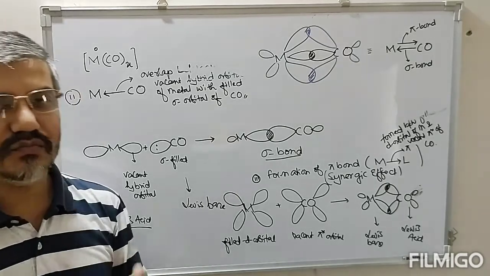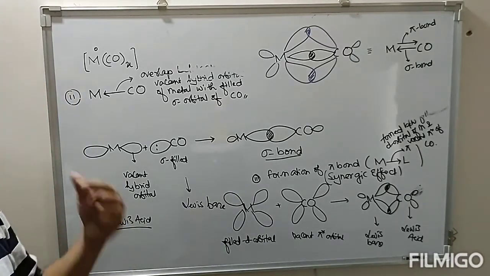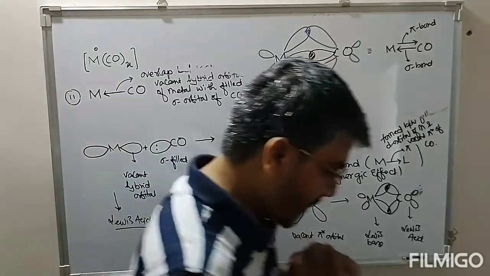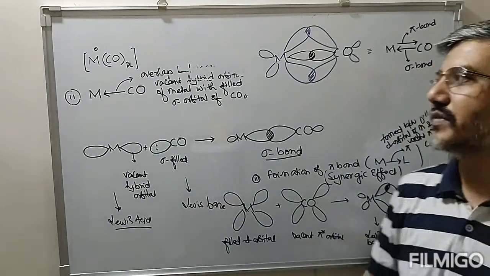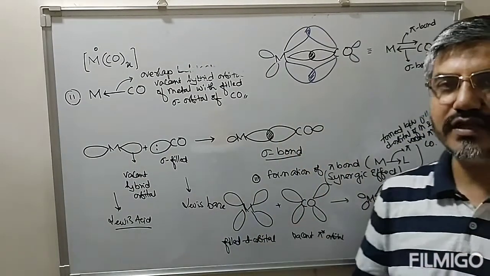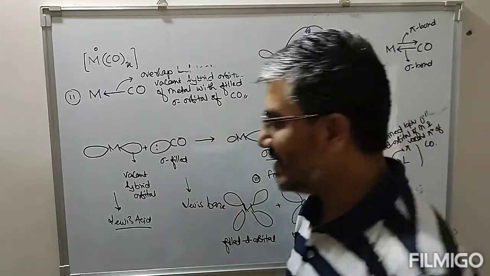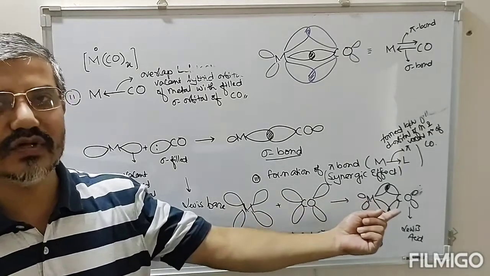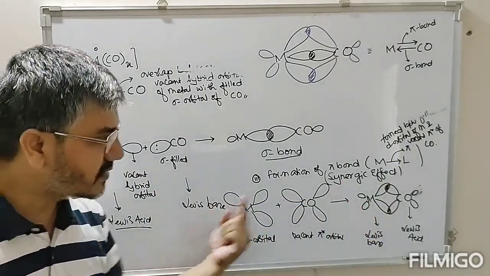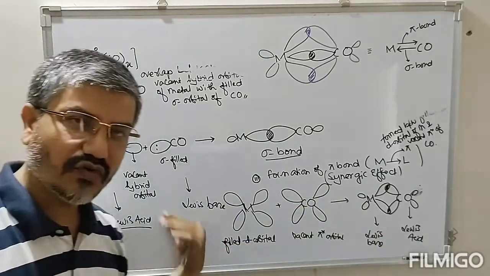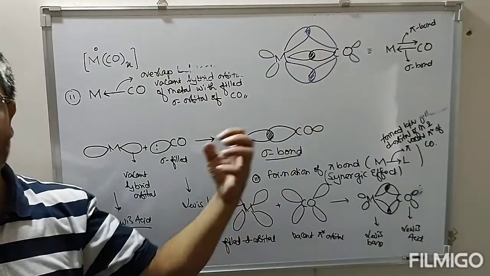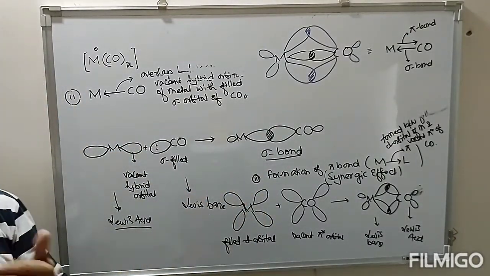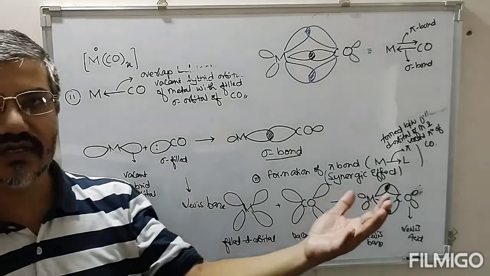Now as the strength of the metal carbon bond increases, the bond order of carbon oxygen in carbon monoxide will decrease. As the bond order between carbon and oxygen decreases, the bond length will increase. So the strength of the pi bond increases as the tendency for back donation increases. The tendency for back donation will increase provided the electron density on the metal is more and more. As electron density on the metal increases, back donation tendency will increase.